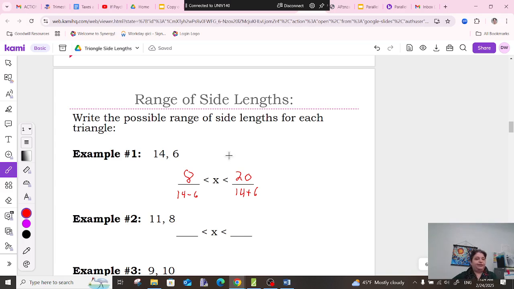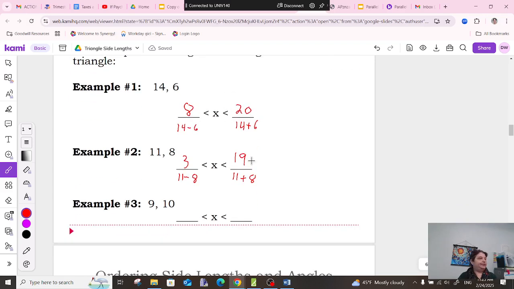So, what would I do for this next one? What do you think? 11 minus 8 is what? What's 11 minus 8? 8, 9, 10, 11, is 3. And then what do I do over here? 11 plus 8, which is 19. Why don't you do example 3? And at your tables, check each other's work and make sure you're getting the right answer.